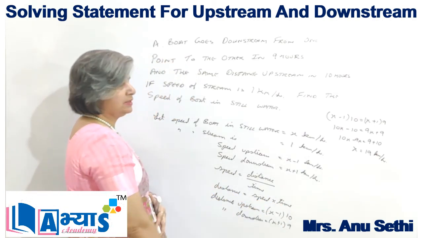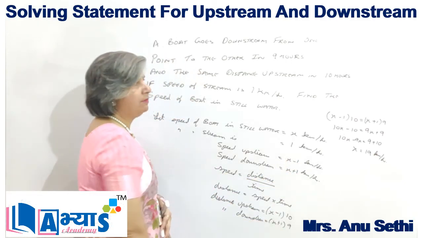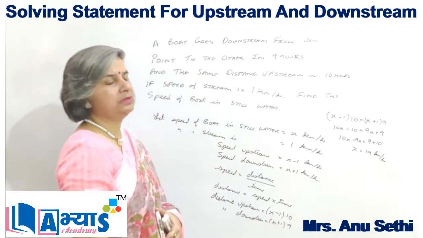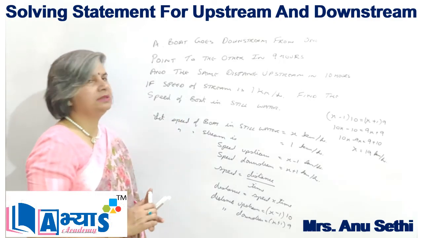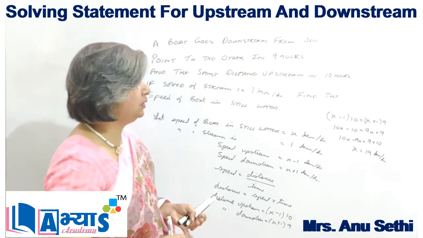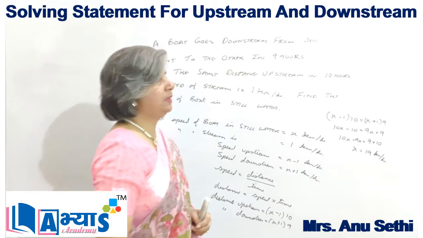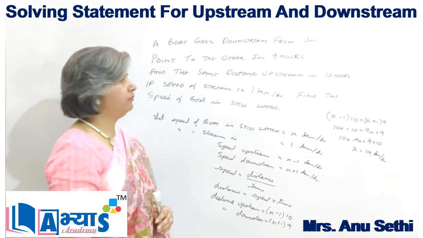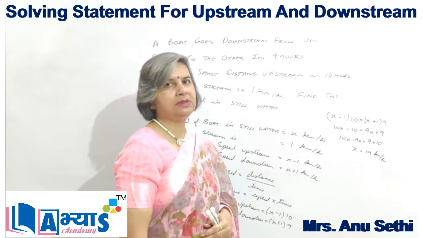Now in the case of upstream the speed is x minus 1 and the time is 10 hours, so x minus 1 into 10, and distance downstream is x plus 1 into 9. And according to the question, it is given that the same distance is travelled in the upstream and the downstream direction. So we can say x minus 1 into 10 is equal to x plus 1 into 9. And this is the equation that we have derived from the statement, and then we will solve the equation and we find x is equal to 19.